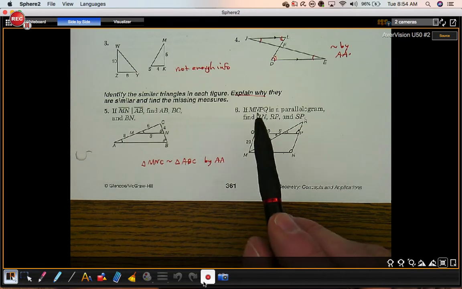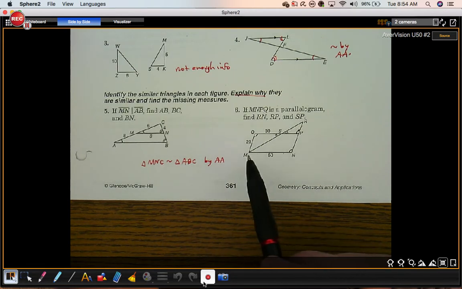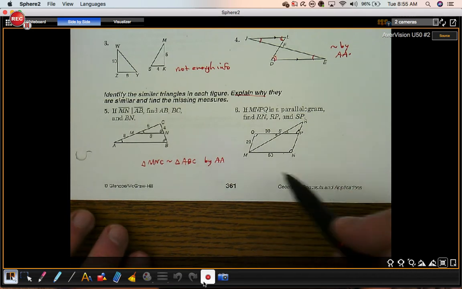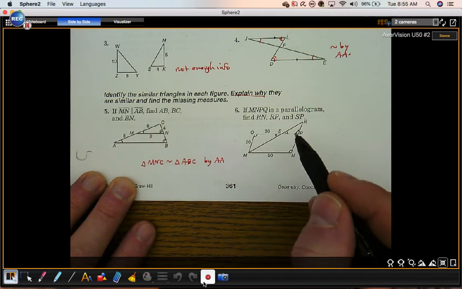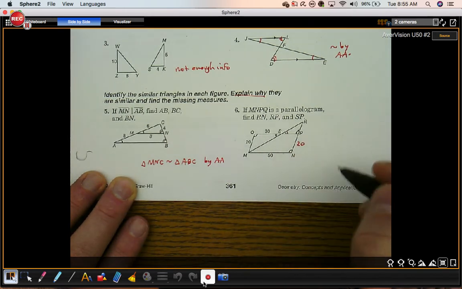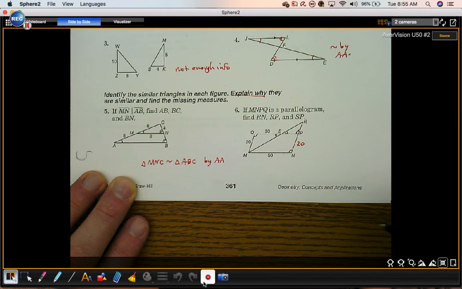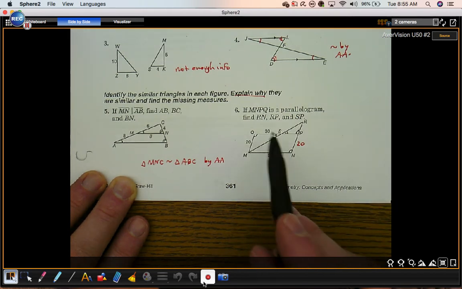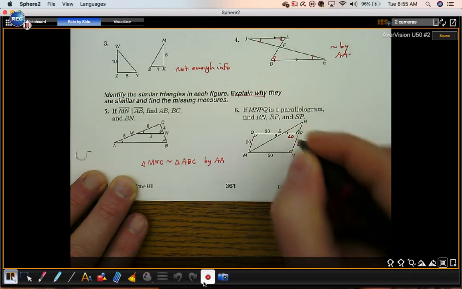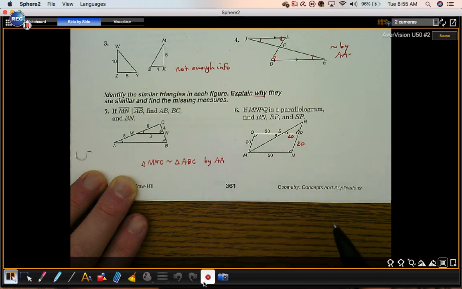Number 6, they're telling you that this figure, MNPQ, is a parallelogram. They want you to find the distance from R to N, R to P, and then S to P. Okay, well, if this is a parallelogram, if the left side is 20, we know that the right side is 20. So P to N is 20. Also, the bottom is 50, so we know that the top is 50, which leaves 20 for that guy. 30 and 20 make 50.